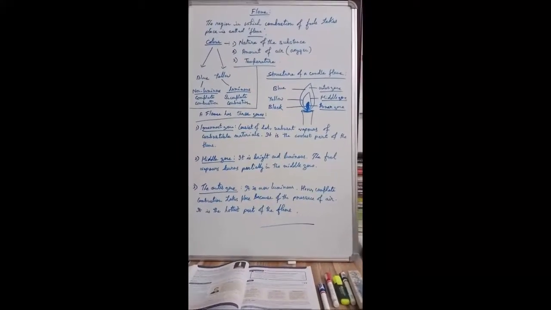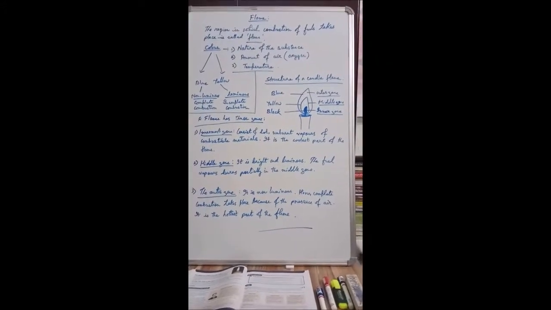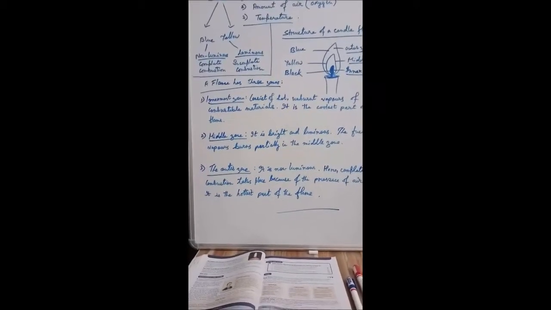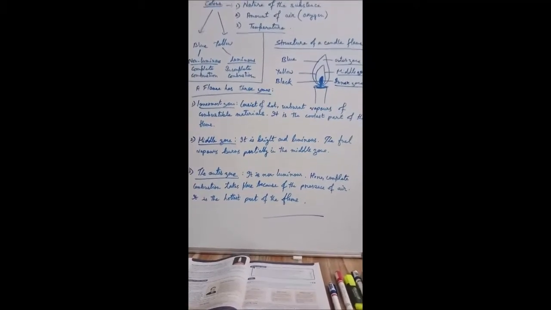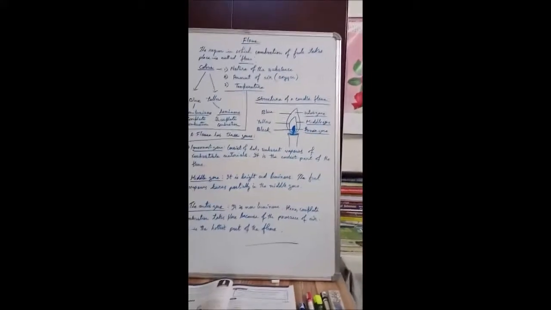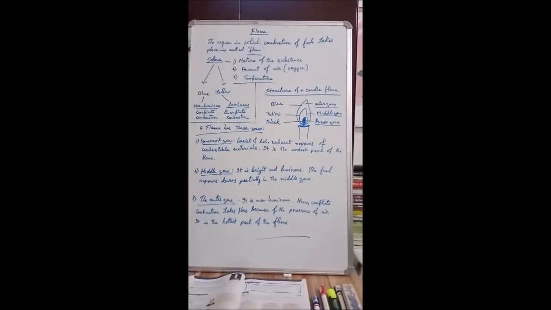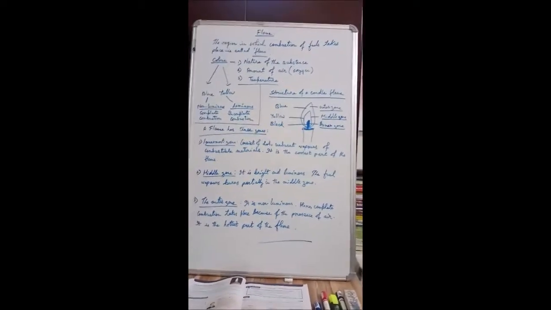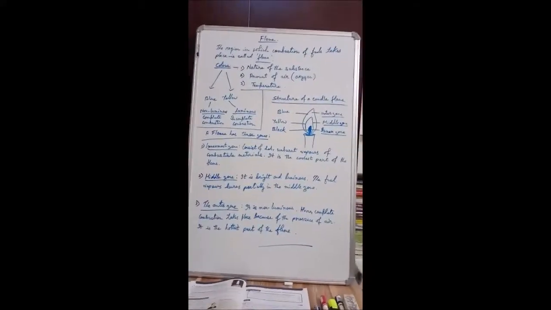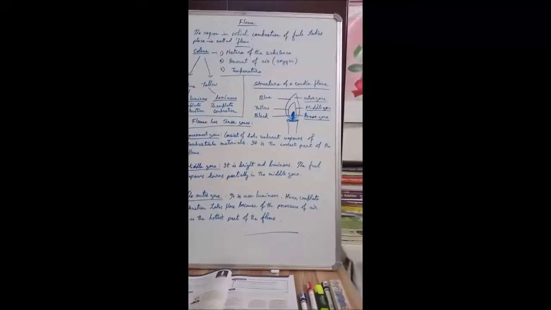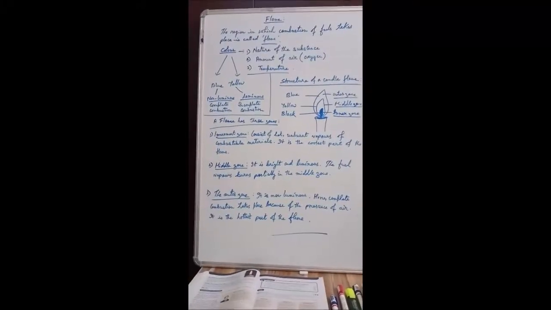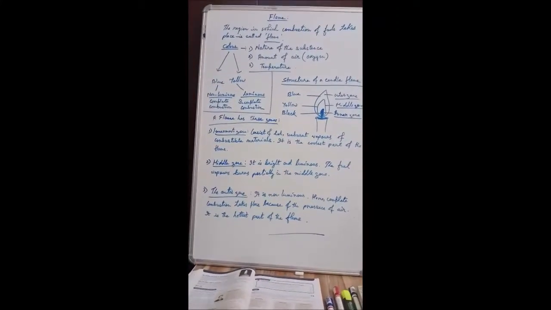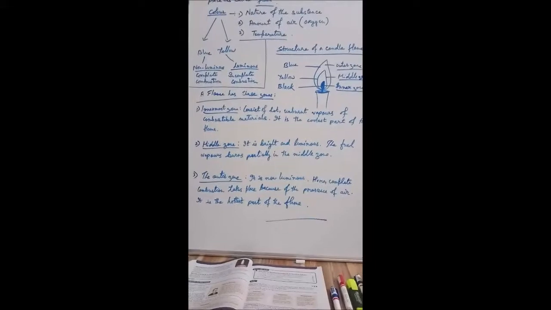As you can see in the picture, the structure of a candle flame has three different zones: the inner zone, the middle zone, and the outer zone. The outer zone is blue in color. The middle zone is yellow in color, that is the luminous zone. And the innermost zone is black in color. It is the coolest part of the candle flame. So let us see one by one what happens in these different zones.